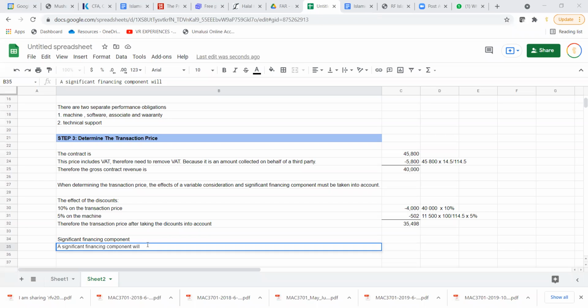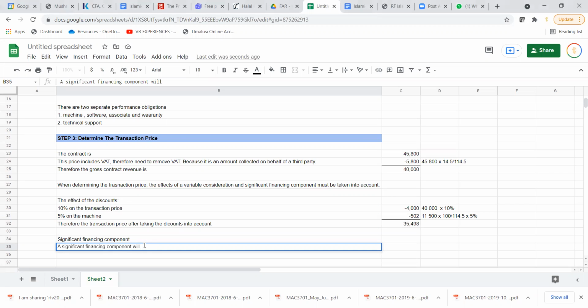So just to make an important point, so you know that a significant financing component financing component will. Your screen is up, guys. Oh, sorry, my mistake. Where am I now? Okay, you should be see it now. Can you see it now?